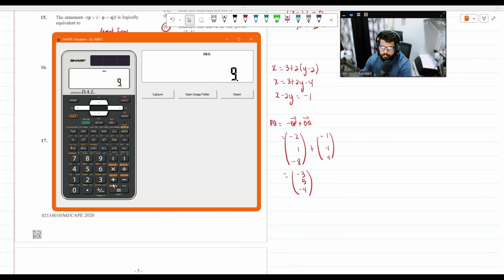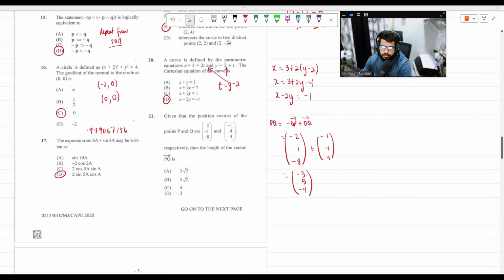So I'll jump on my calculator very quickly. 9 plus 25 plus 16, square root of 50. How can I break down the square root of 50? So root 50 is root 25 root 2, which is 5 root 2, which is B.